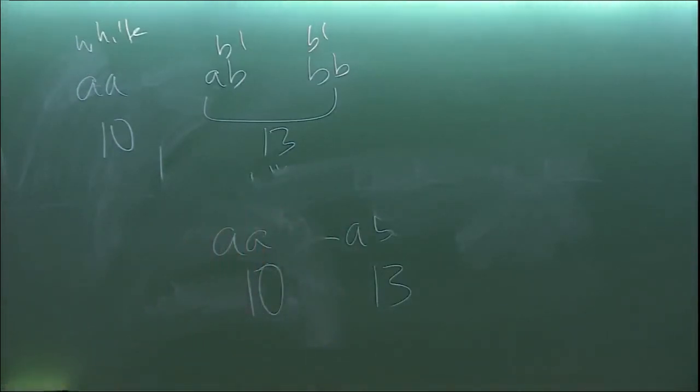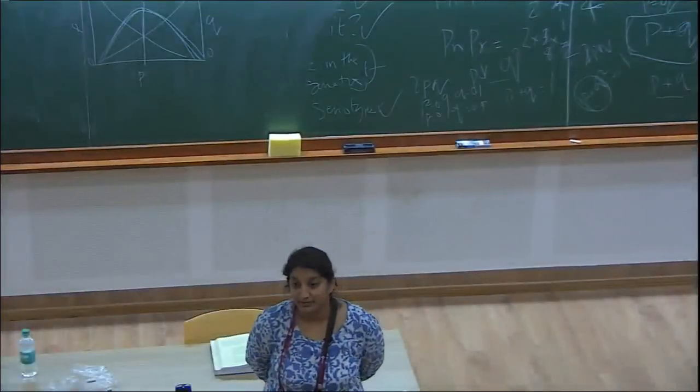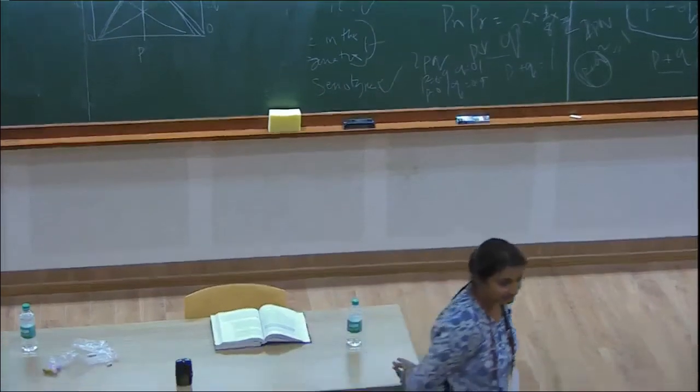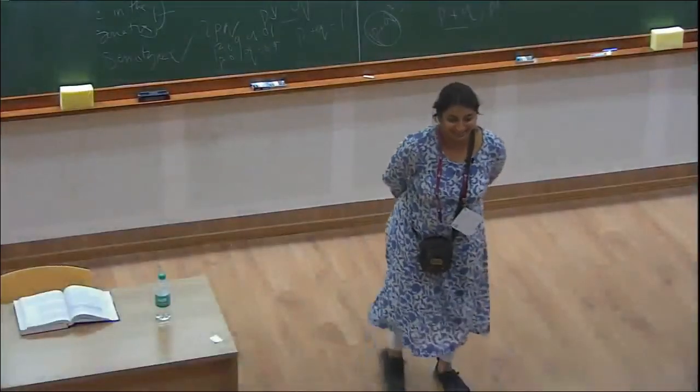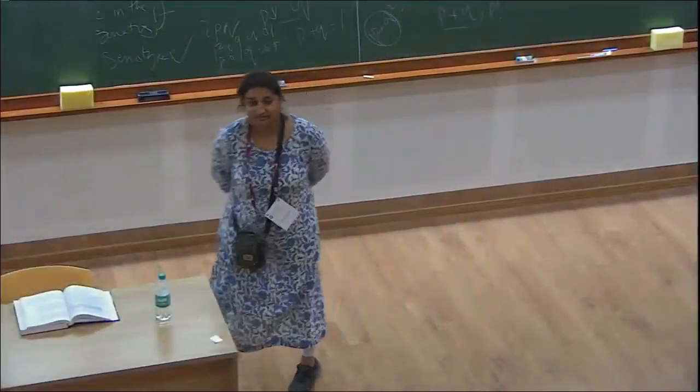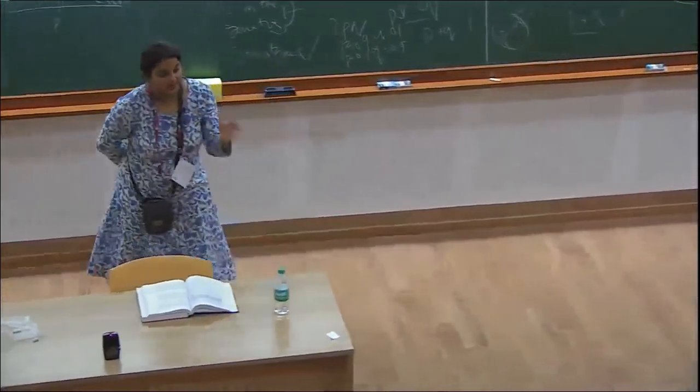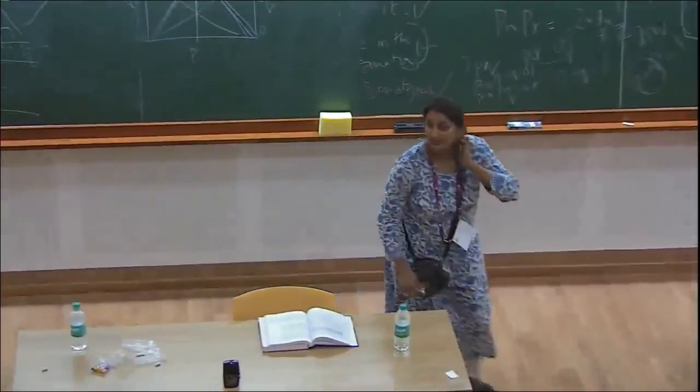So I want to test whether this population is in Hardy-Weinberg equilibrium. Assume that it is, calculate the allele frequency and then recalculate the genotypes, and if they are the same, then it would mean that they are in Hardy-Weinberg. How will you do it statistically? That's nice to say, but we have to be quantitative, right?